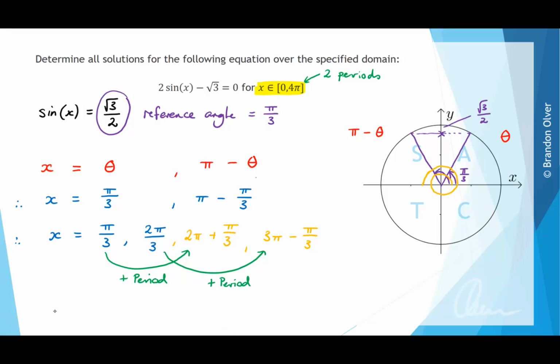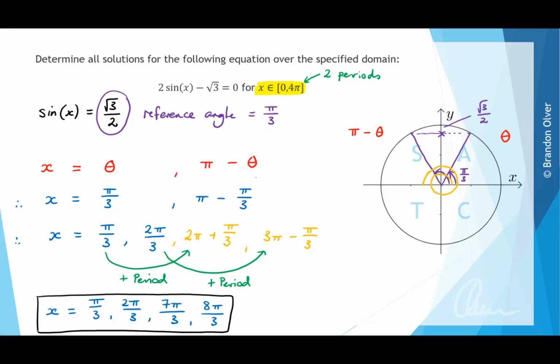So when we evaluate all of that, we have x is equal to pi on 3, 2 pi on 3, 7 pi on 3, and finally 8 pi on 3. So they are the four x values that are the solutions to the equation 2 sine x minus root 3 equals 0 for x is an element of 0 to 4 pi.